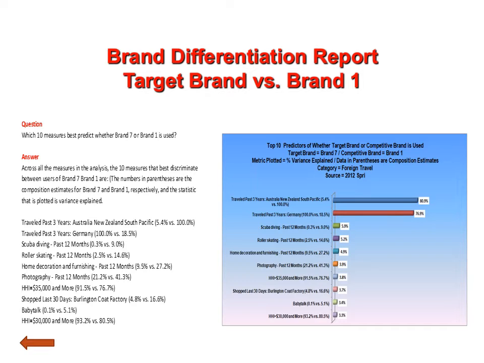Then there is a question which states, what are the top 10 measures that best predict whether the target brand or the competing brand is used? The question is then followed by an answer. The answer tells you that across all the measures in the analysis, which there can be up to 4,500 measures in a given analysis, what are the top 10 measures that best discriminate between target brand users and users of a competing brand? In parentheses next to each measure, the composition estimates for both the target and competing brands are provided. To the right of the answer is a chart, which shows you the amount of variance explained by each of these top 10 measures.